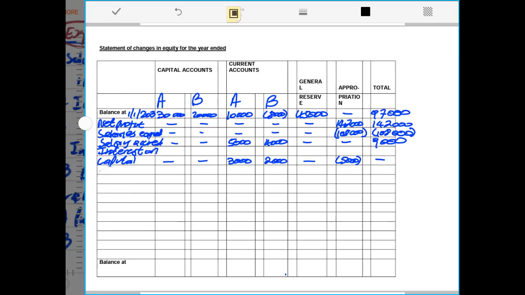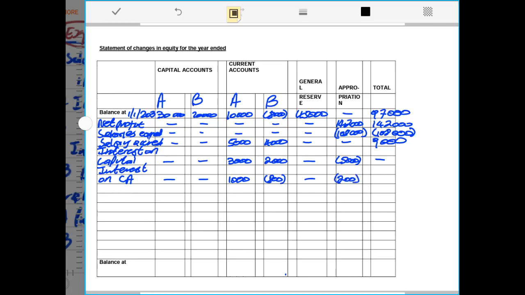Then we do the interest on current account. The interest on current account is an amount of 1,000 rands for partner A and 800 for partner B. Remember, because the opening balance was a negative opening balance, or a debit balance, for the current account of partner B, the interest on that current account must be negative. So under the appropriation account we must only record an amount of 200 as negative.